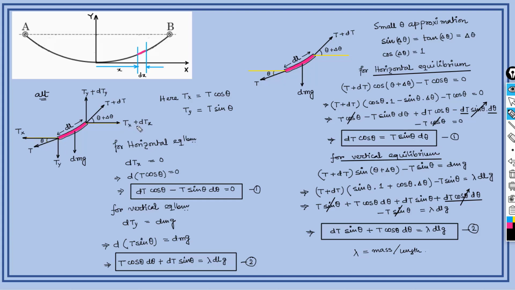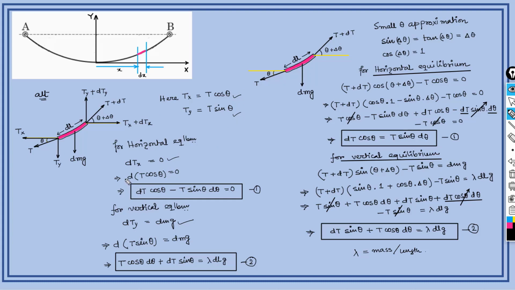So here the horizontal component will be Tx plus dTx, a small change I have taken here, and also in the vertical direction I have taken a small change in Ty. When I equate the horizontal forces, you can see Tx and Tx cancel out, only dTx will become 0 here, and for vertical forces only dTy will balance dmg. So these two equations I can write. And also what is Tx? Tx is nothing but T cos theta, and Ty is nothing but T sin theta.